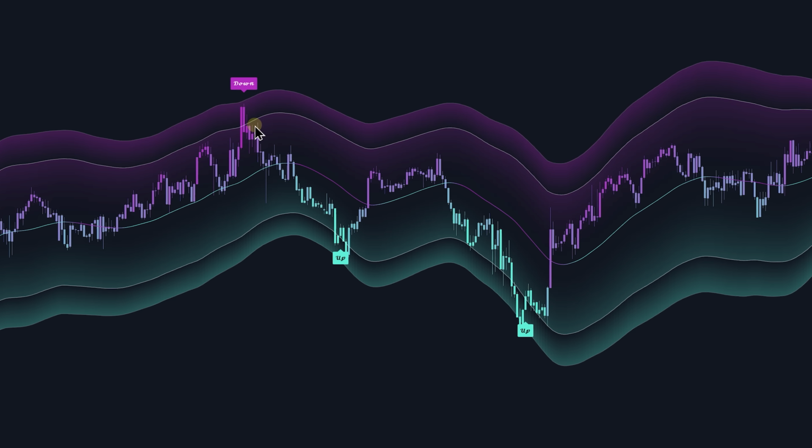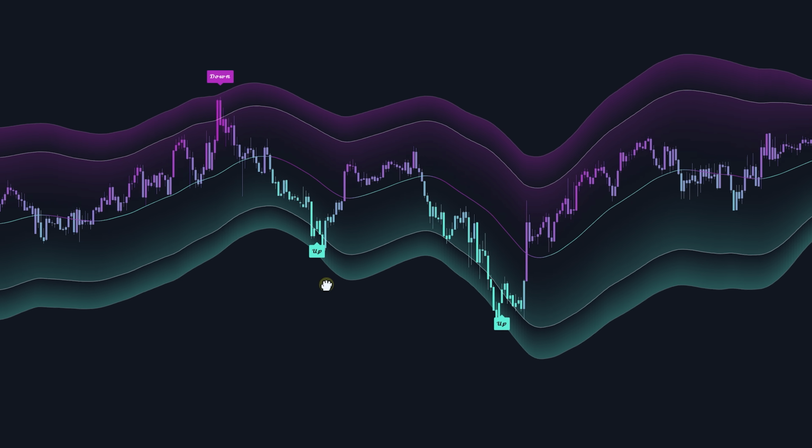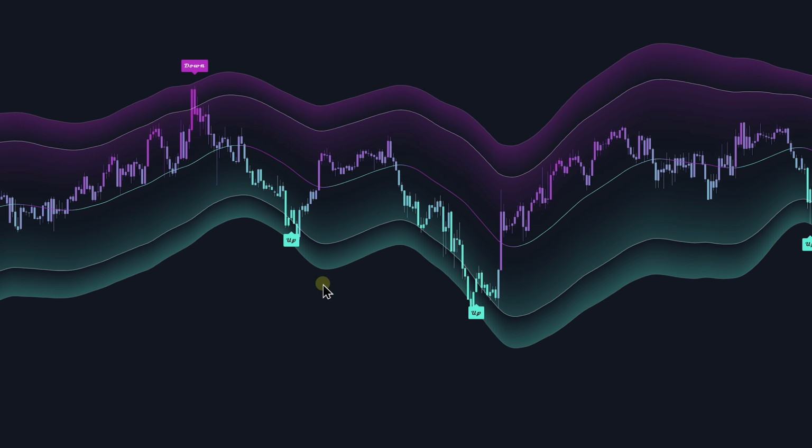Next, we're gonna go over the settings of this indicator and see how customizable it can be. And then after that, we will go over how we can use it to trade.